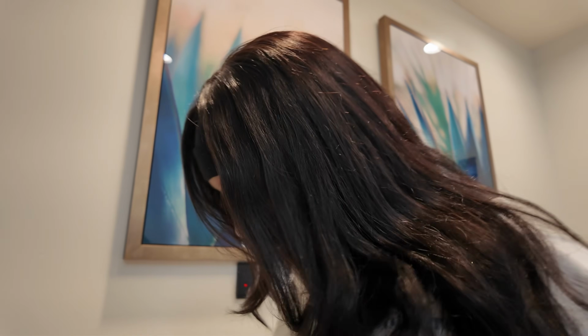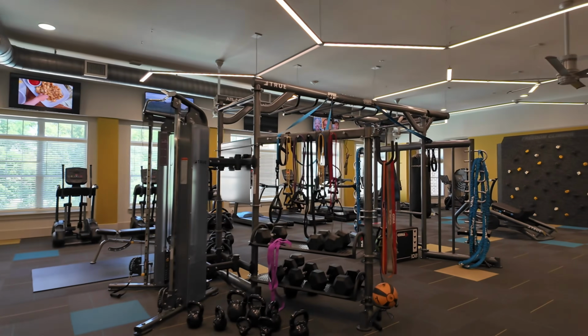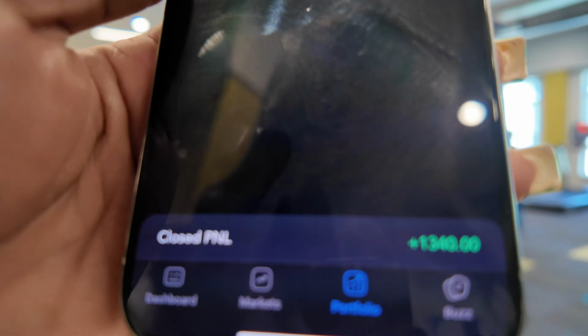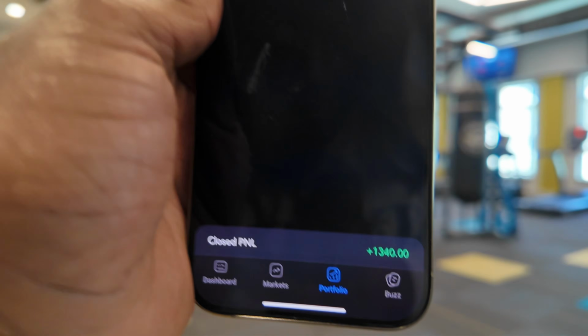And it looks like I got the gym to myself. Where are my keys? I believe so. Oh yeah, no one's in here. There's the lights. So yeah, y'all know we about to lock in and really have a good session. Let me put my stuff down. I'm gonna show y'all the P&L one more time just so y'all can be motivated.